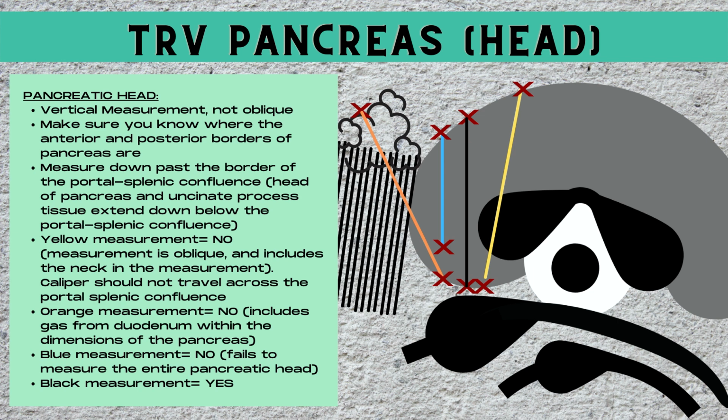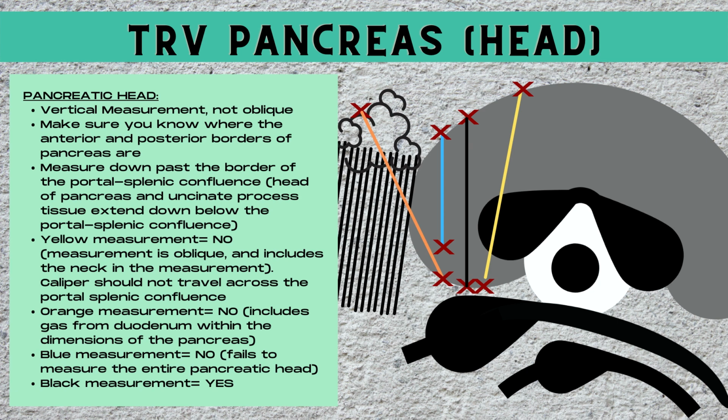Next is the orange measurement, and this is also a definite no. This measurement is including the gas from the duodenum within the dimensions of the pancreas. The blue measurement is also a no. The blue measurement fails to measure the entire pancreatic head, with the caliper stopping at the level of the portal-splenic confluence. But you can see from the picture that the pancreatic head tissue continues down posterior to the portal-splenic confluence.